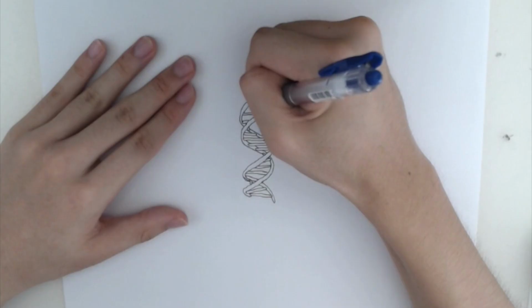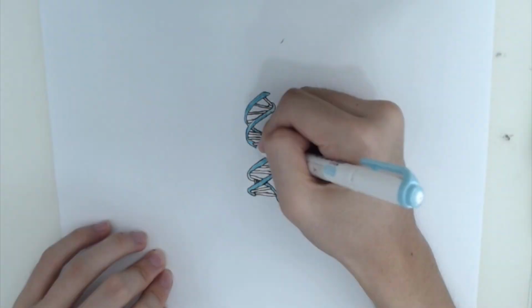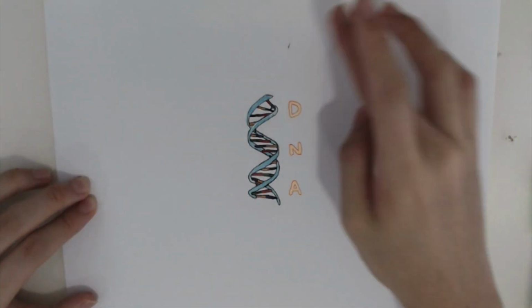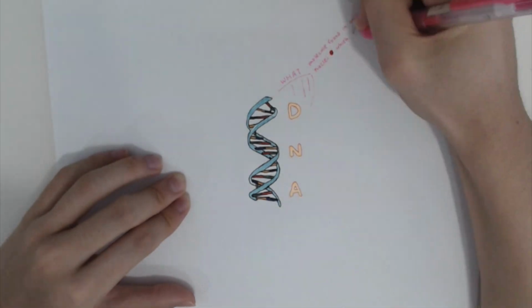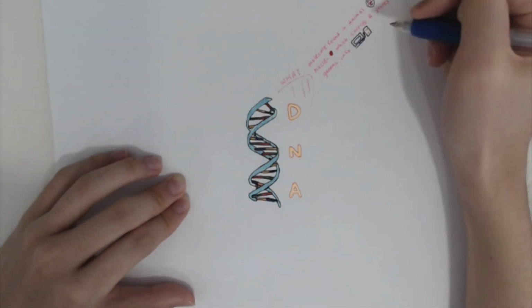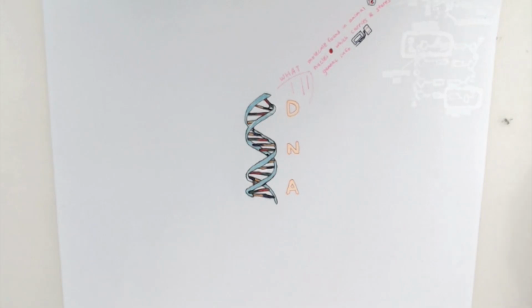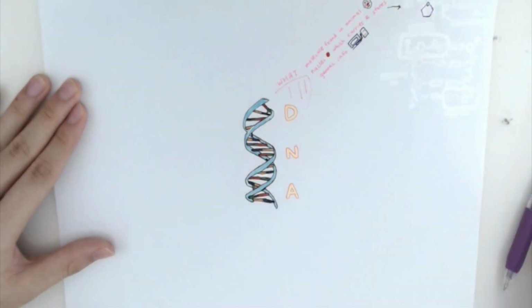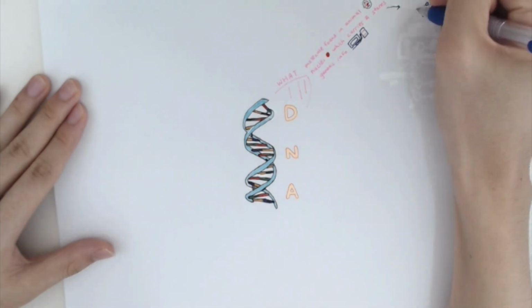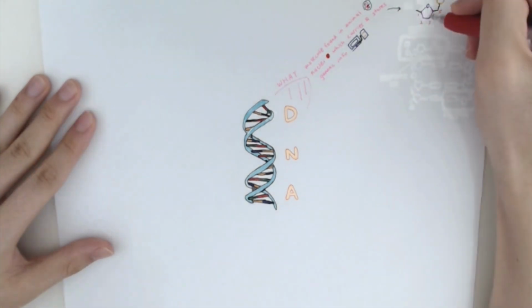Today, we'll be doing a mind map on DNA. DNA is short for deoxyribonucleic acid, which is a molecule found in almost all animal cells' nuclei which carries and stores genetic information. DNA is made up of basic units called nucleotides, which are made up of three main components: deoxyribose sugar, phosphate group, and a nitrogen-containing base.